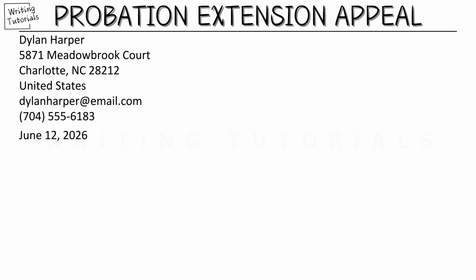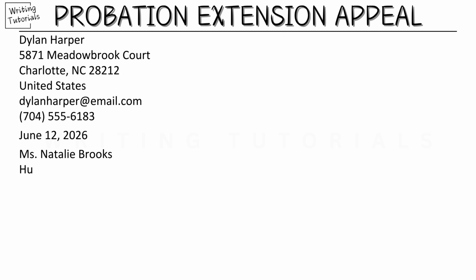Date. Next comes the date, which in this example is June 12, 2026. The date is important because it documents when the appeal was submitted and creates a record of the timeline surrounding the probation review process. Never leave out the date in a formal workplace appeal letter.